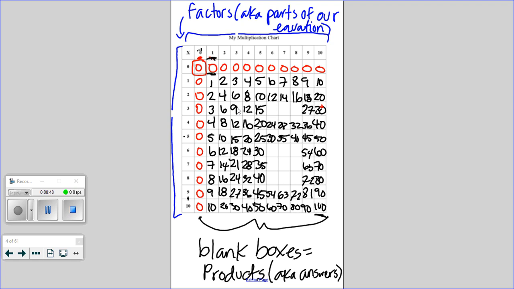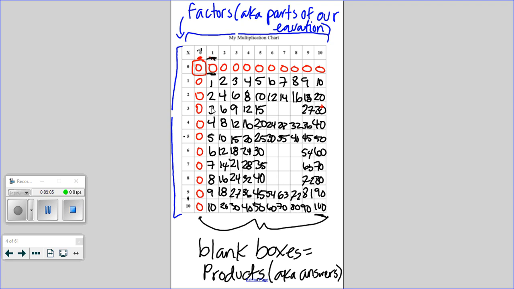You can switch it around and it can still be the same product. Oh, I love that. I can switch it around and still equal the same product. So let's go across. 3 times 0 is what, William?